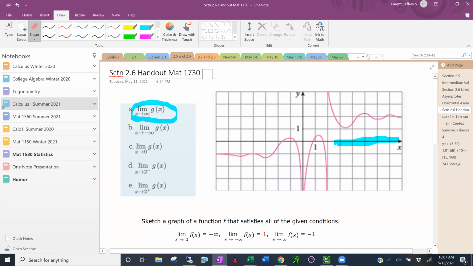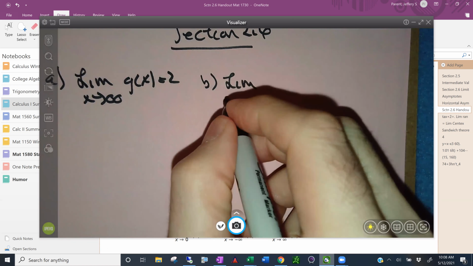So for part A, the limit as x approaches infinity of g of x is 2. How about as we approach negative infinity? Does that change things up? Do we have the same limit? Is it going to 2? No, it's going to -1. Yeah, good deal. So the limit as x approaches negative infinity of g of x is -1.